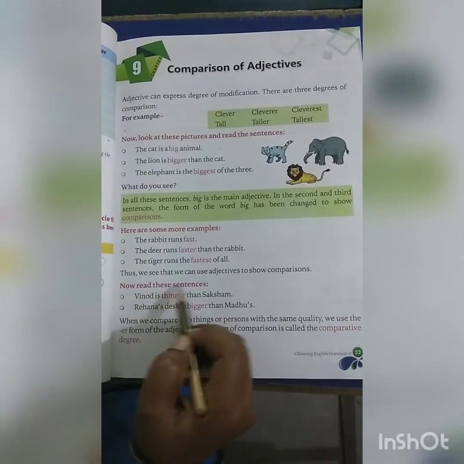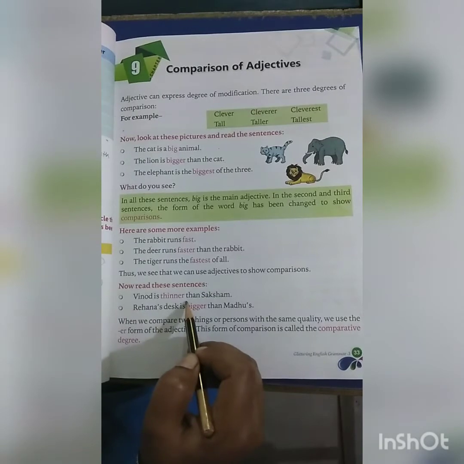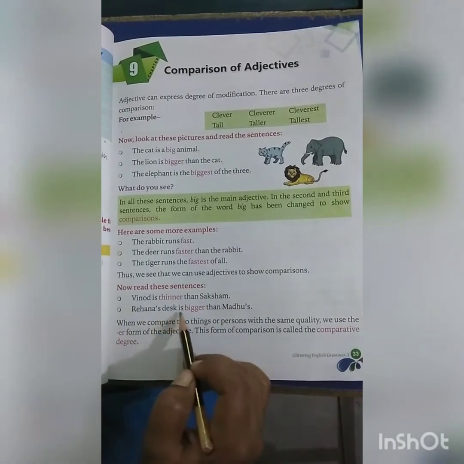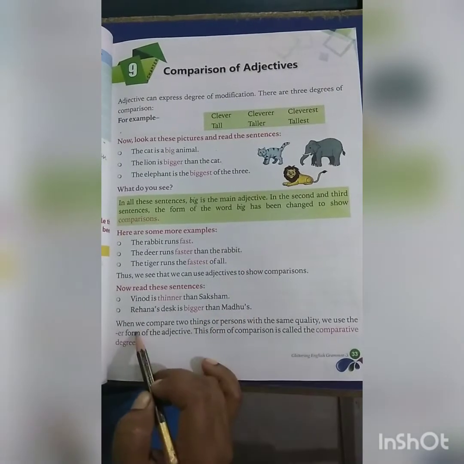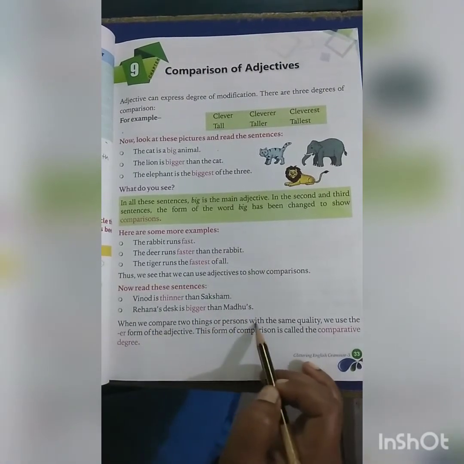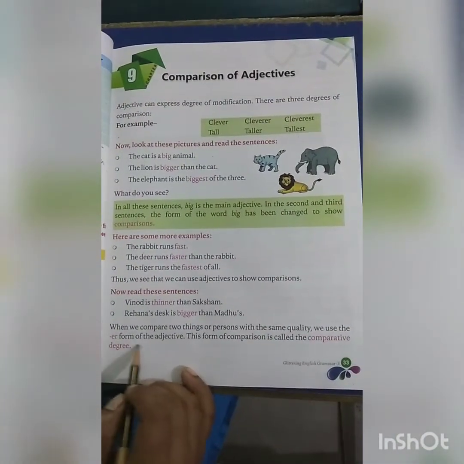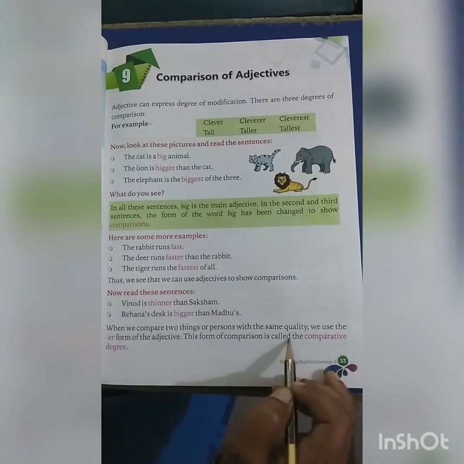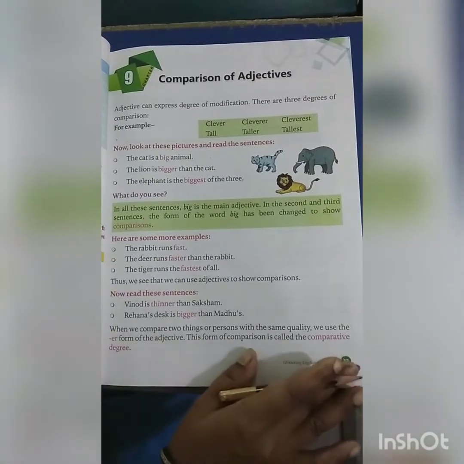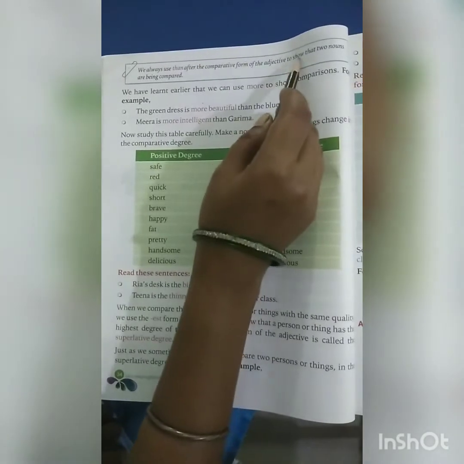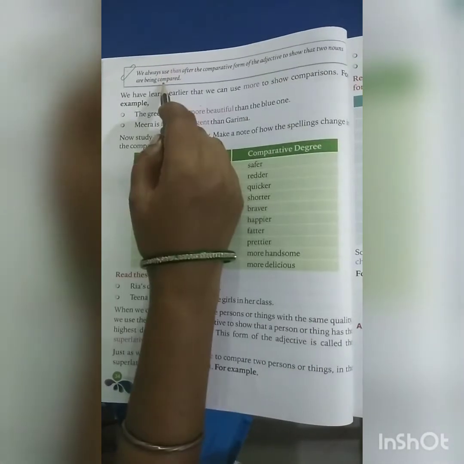Now read these sentences. Rehan is thinner than Saksham. Rehan's desk is bigger than Madhu's. When we compare two things or persons with the same quality, we use er with the adjective. This form of comparison is called the comparative degree. We always use than after the comparative form of the adjective to show that two nouns are being compared.